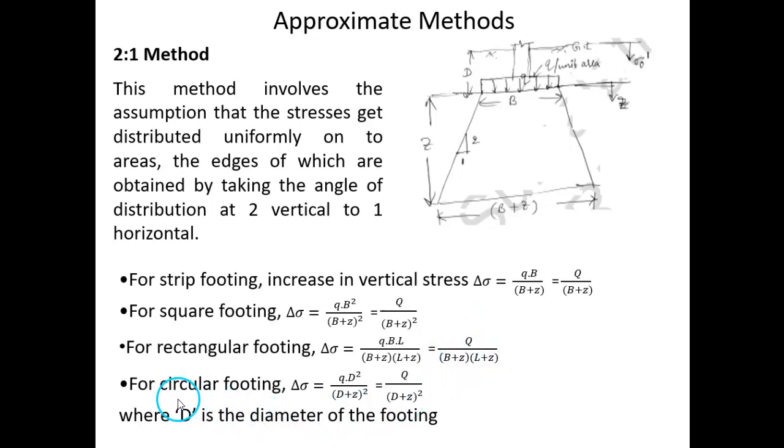If it is a circular footing, then the total load is Q, and it is acting over an area of D plus z squared at a depth of z below the base of the footing. Here D is the diameter of the footing.